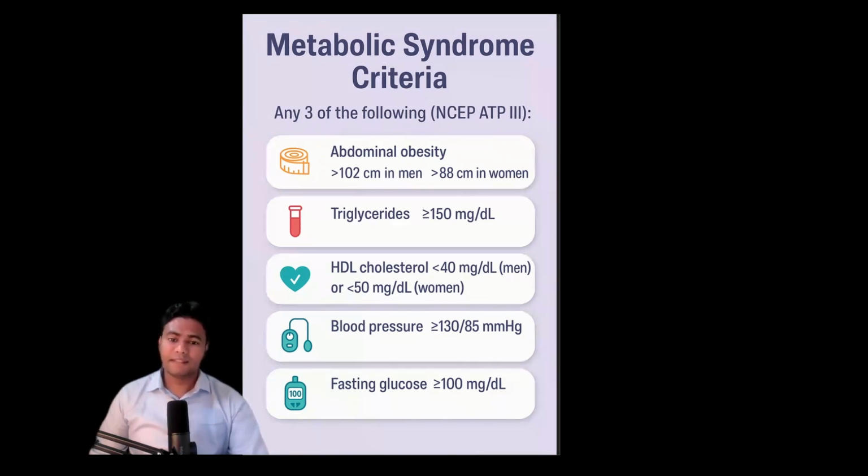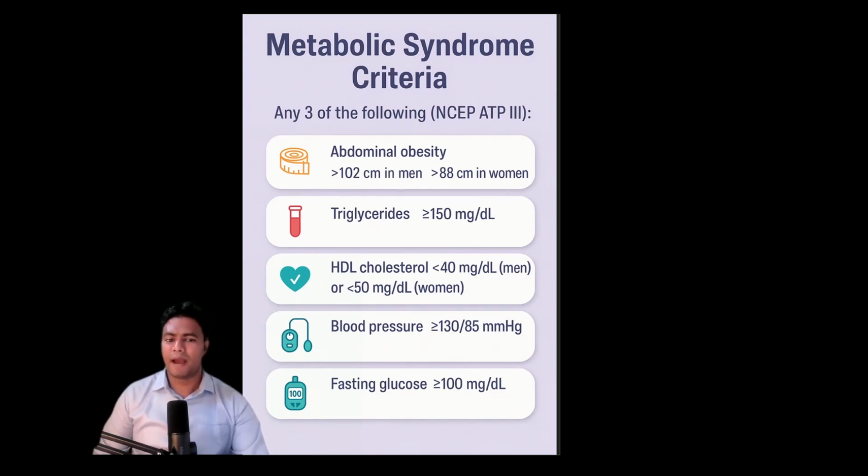There are also some other modifications of these criteria. For example, IDF, or International Diabetes Federation, requires central obesity as mandatory, plus 2 more features, while WHO includes insulin resistance or diabetes as essential and adds microalbuminuria as a criterion.